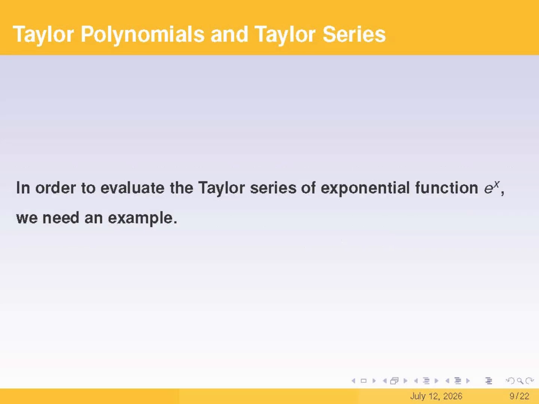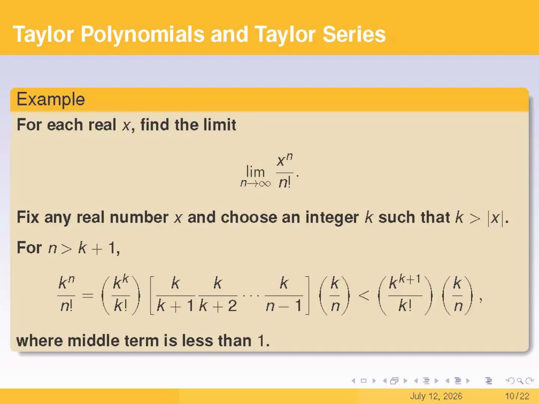First up, we want to derive the Taylor series for the exponential function e to the x. To make that happen, we have to prove that its Taylor remainder goes to 0. So, we will need to calculate a limit first to help us out, just like in the example below. In this example, we are calculating the limit shown in the second line. The variable x is just any real number given to us, and we are letting n go to infinity.